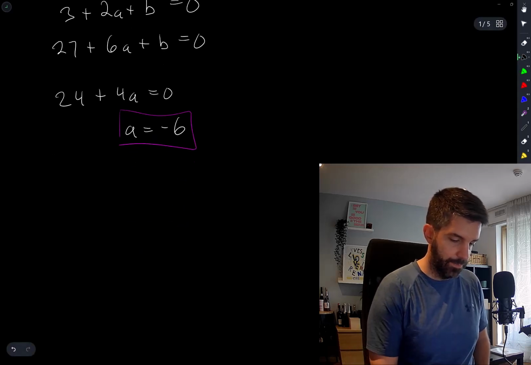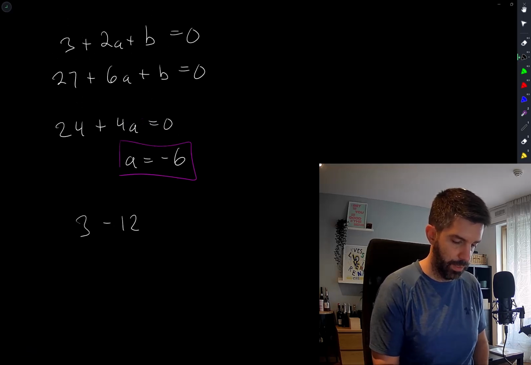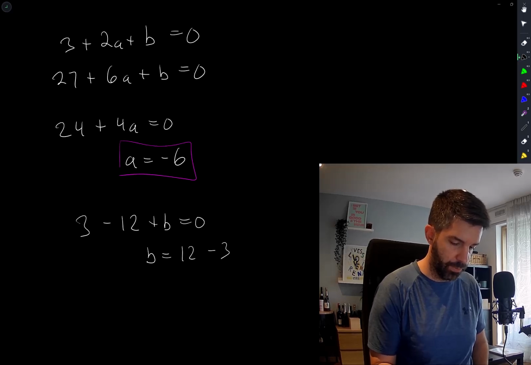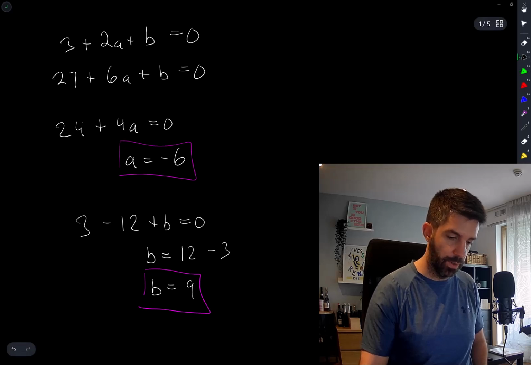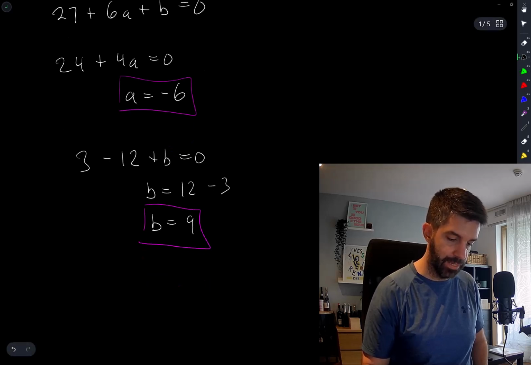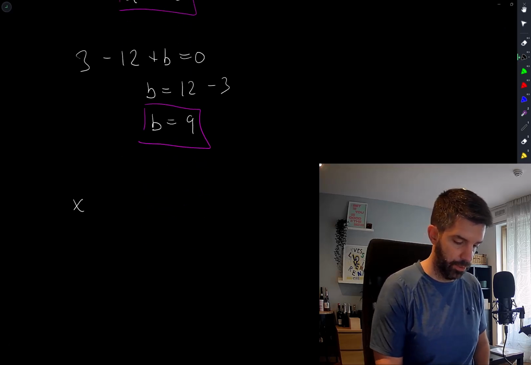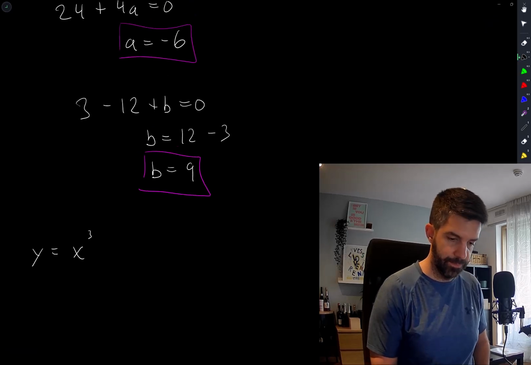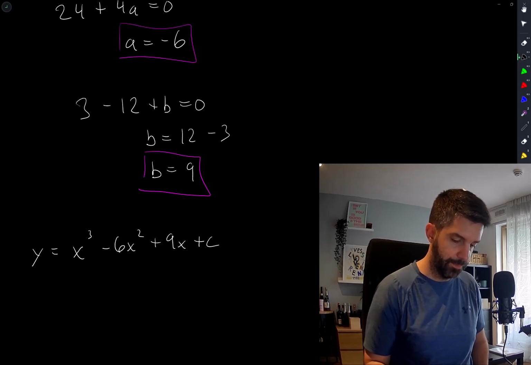And then if I use the first equation here, 3 minus 12 plus b is equal to 0. So b is 12 minus 3. b is equal to 9. And I should be able to solve for the value of c in the original polynomial now. So I have x cubed minus 6x squared plus 9x plus c.